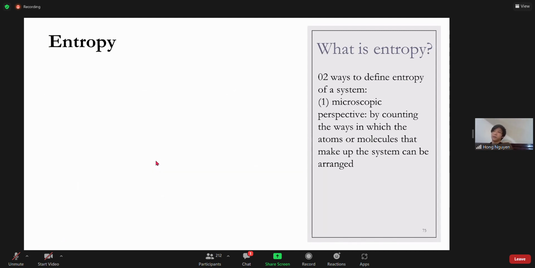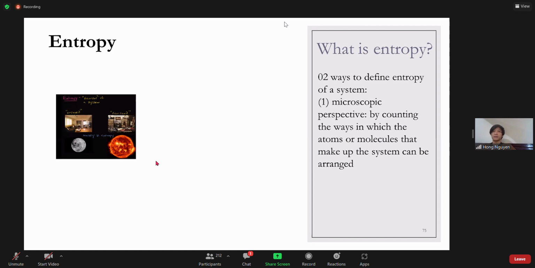So for the first approach, the microscopic perspective, what do we have? I don't know if you can see the figure well here. I have two rooms, and I took a picture of the two rooms. The first room here, do you see it? It is more ordered, and the second room here is more disordered, if you just look at it.